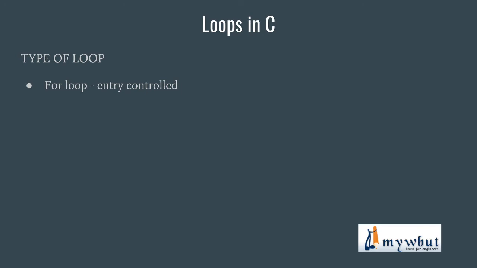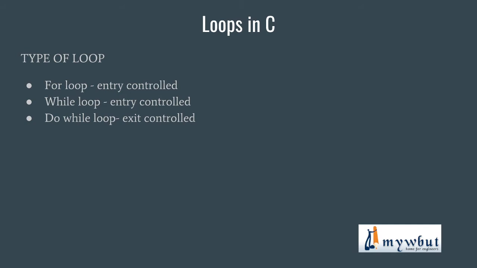Okay. So the next type of loop is the while loop. This is also an entry controlled loop. There is just a basic difference that we will see when we code. And the third type of loop is the do while loop, which is an exit controlled loop. Exit controlled loop means the condition checking is done right at the end.